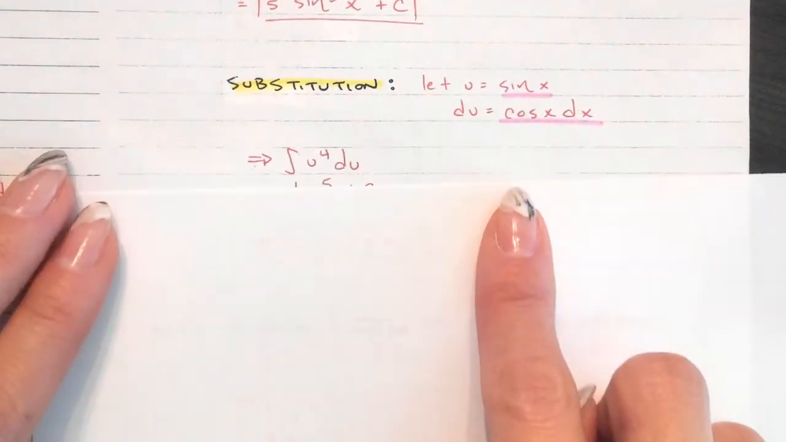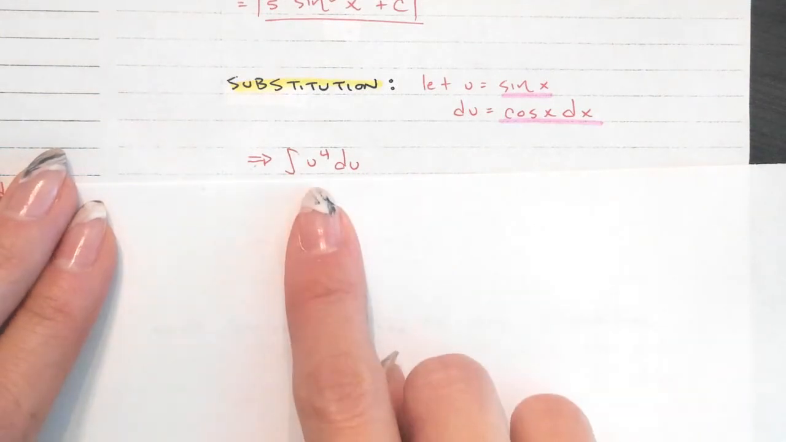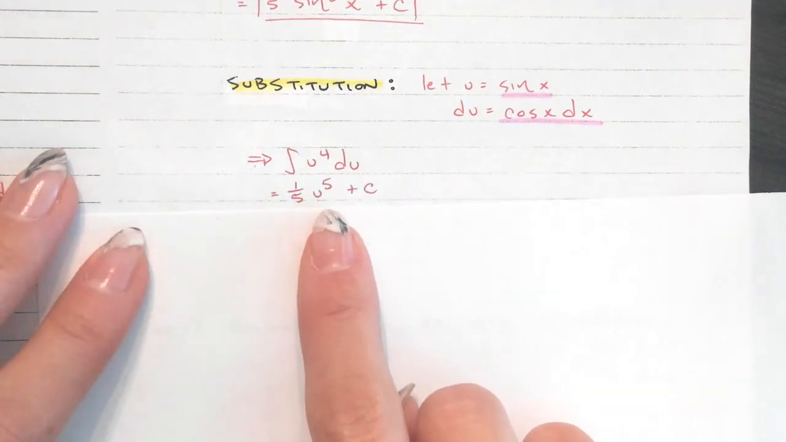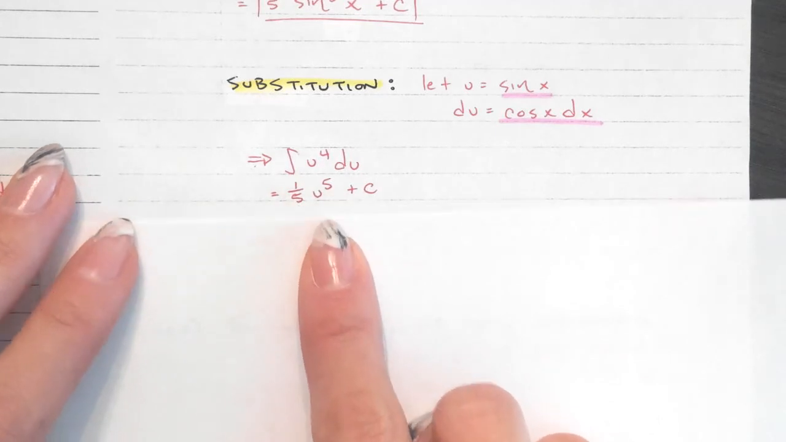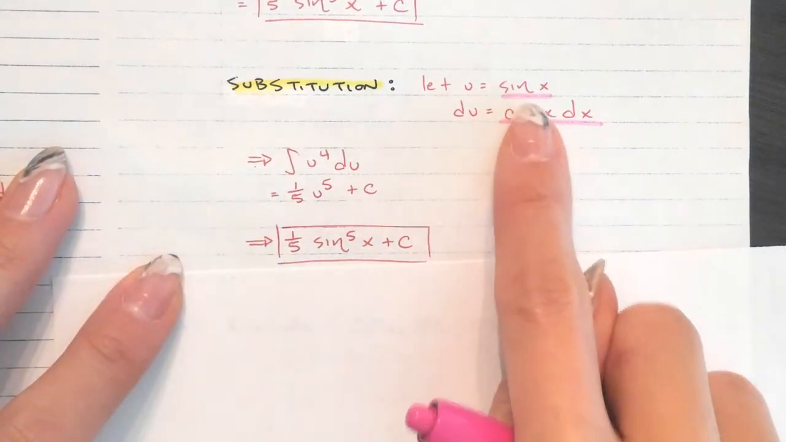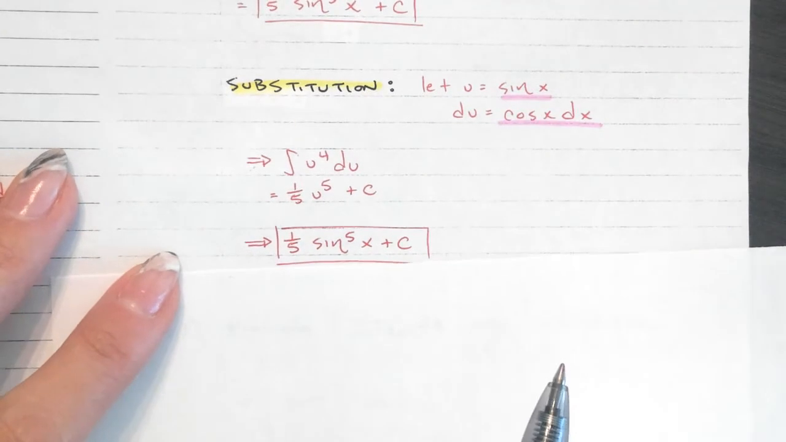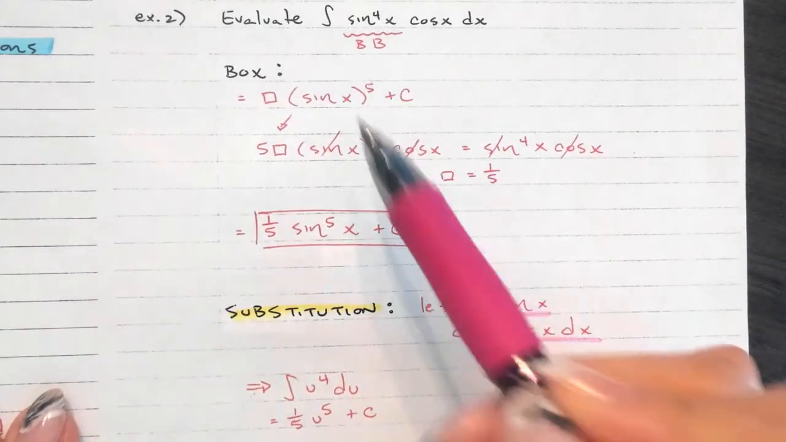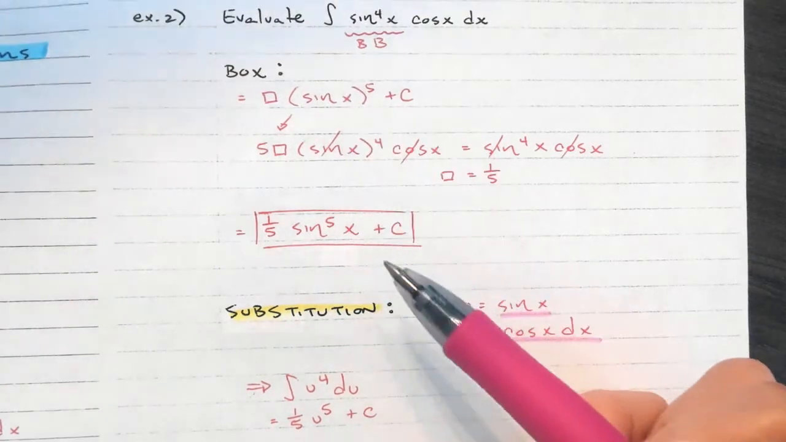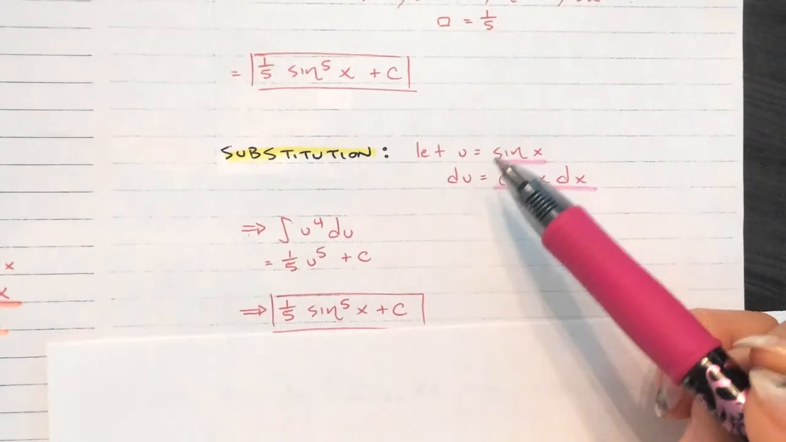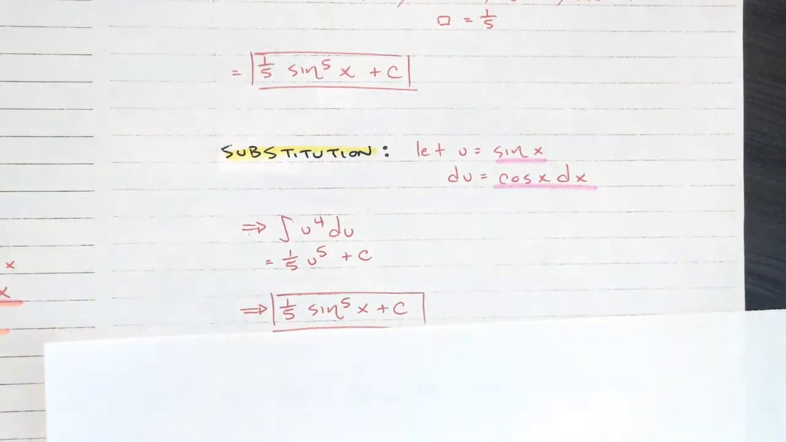We substitute and we get that. And then we take the antiderivative, we get 1/5. And this is a u, so we plug back in the sine of x, and that's our final answer. That's it. So you can see if you do the box method fully, and you think about it fully, then this is much faster, right? So it just depends on the problem.